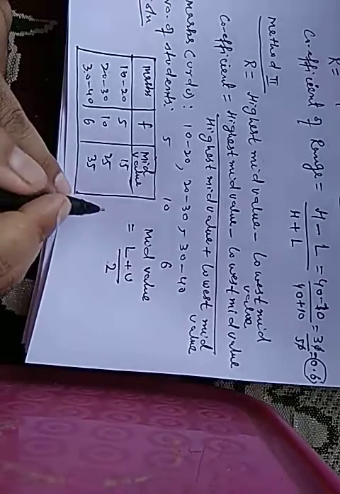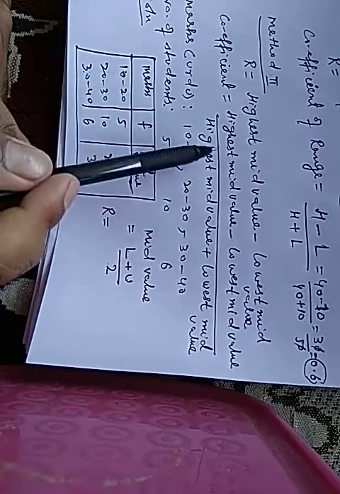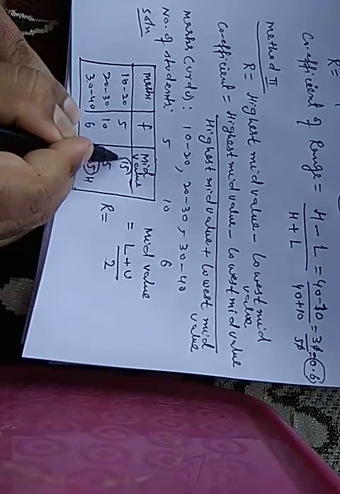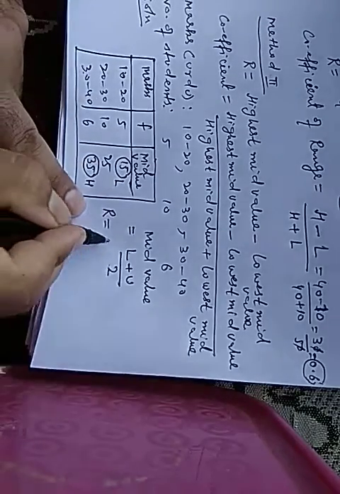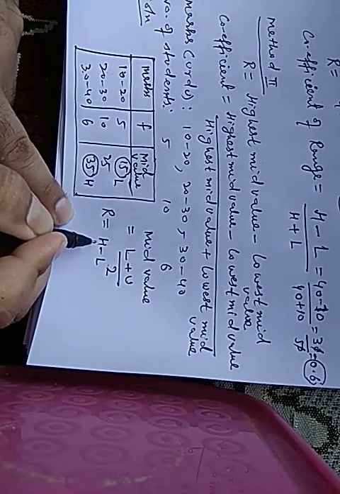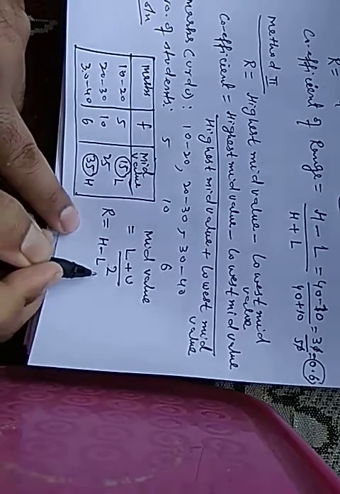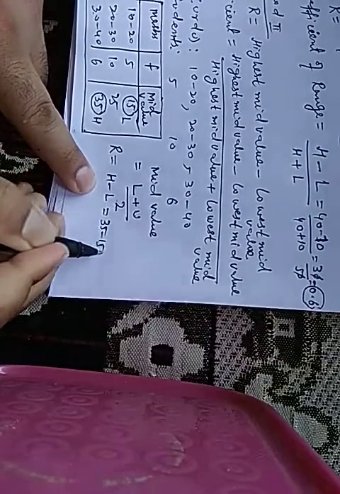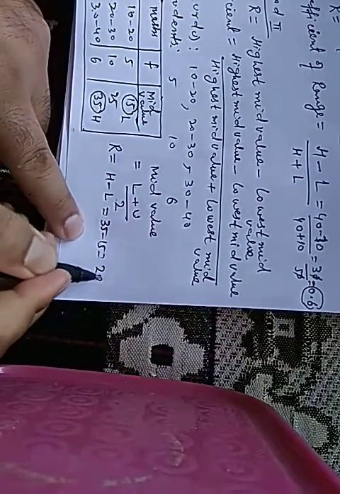Now, range is equal to the highest mid value, this is the largest mid value, minus the lowest mid value, or we can say smallest mid value. H minus L: highest mid value, or we can say largest mid value, minus smallest or lowest mid value. It will be equal to 35 minus 15, and it will be equal to 20.